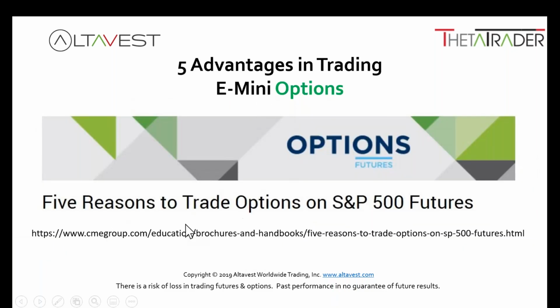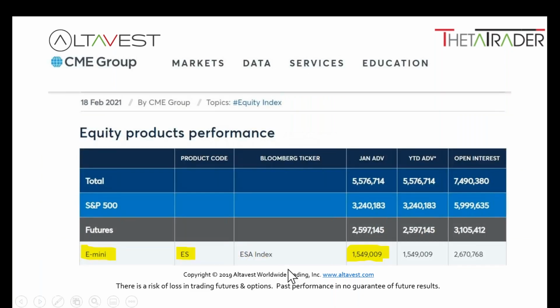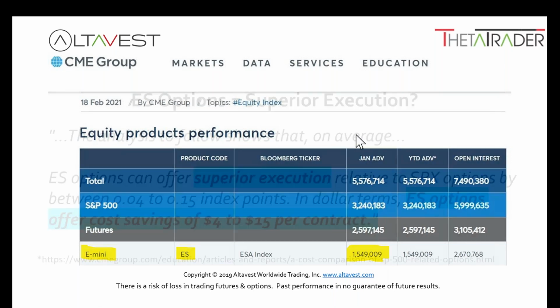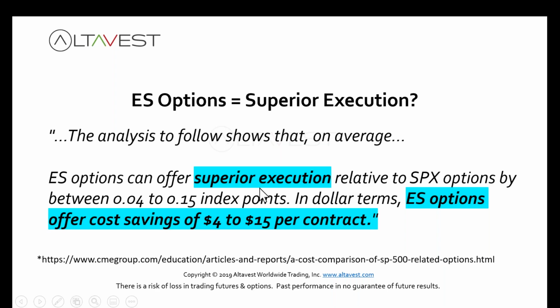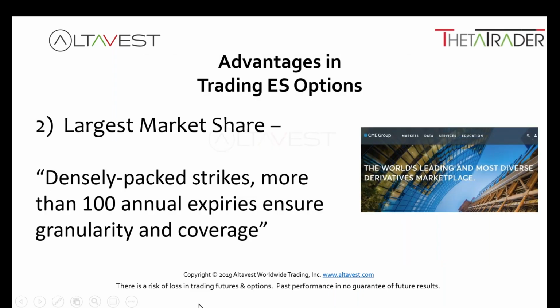And what about the E-mini options? Well, large volume, liquidity, access, 1.5 million average daily volume in January on just the options on that one ES market. That means you have superior execution, cost savings of $4 to $15 per contract compared to SPX options. That means you have tighter bid offer spreads, largest market share. So there are densely packed strikes, more than 100 annual expirations, granularity, and coverage.